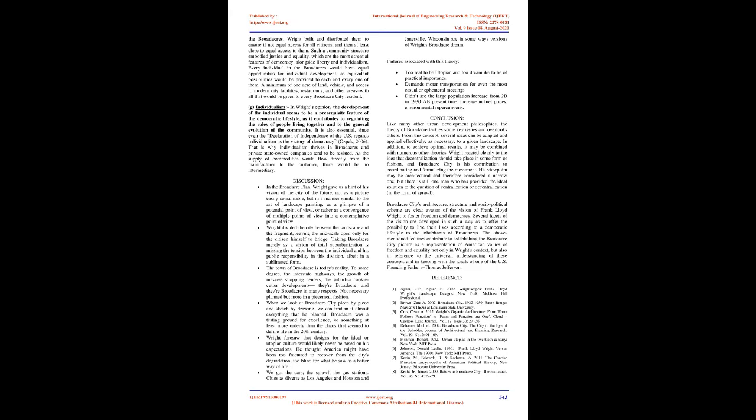Such a community structure embodied justice and equality, which are the most essential features of democracy, alongside liberty and individualism. Every individual in the Broadacres would have equal opportunities for individual development, as equivalent possibilities would be provided to each and every one of them. A minimum of one acre of land, a vehicle, and access to modern city facilities, restaurants, and other areas would be given to every Broadacre City resident.